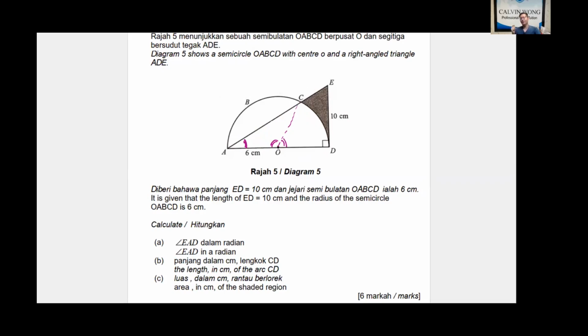Then usually they will ask you to find the area or perimeter. No problem. If area, I will use the triangle minus the triangle minus the sector. I can get it easily. Concept, I'm teaching you the concept. I'm not teaching you the working. So working wise, you can practice a lot.